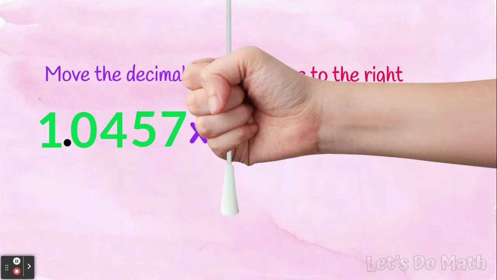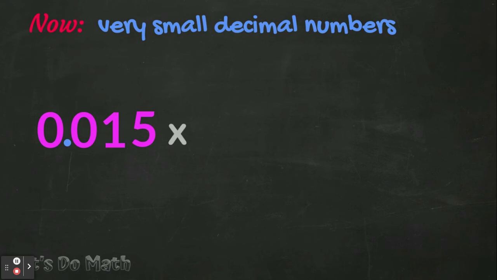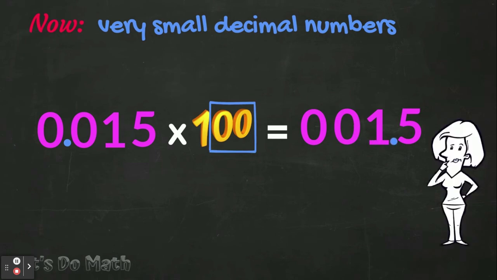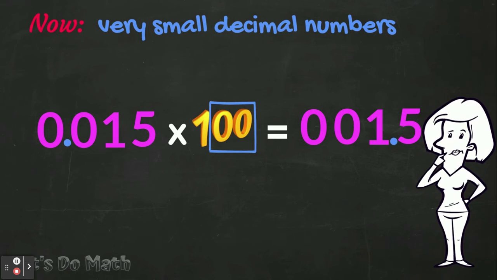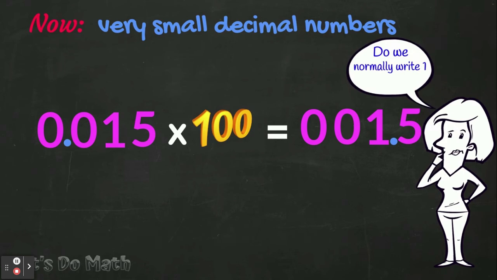1045.7. Okay, now let's consider very small decimal numbers like this. And we're going to multiply by 100. Move the decimal point 2 places to the right. 001.5. Does that look right to you? I moved the point correctly, but what's up with those zeros? Do we normally write 1 as 001?